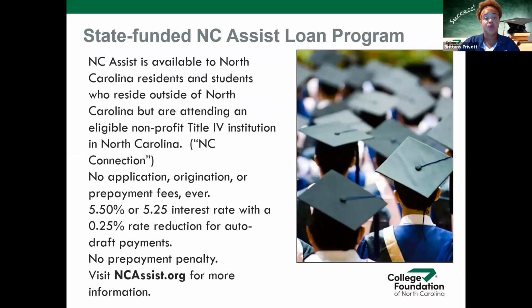North Carolina has our own state-funded NC Assist loan program, and it is available to all North Carolina residents and students who reside outside of North Carolina but are attending an eligible nonprofit Title IV institution in North Carolina. There's no application, origination, or prepayment fees ever. Typically, the interest rates are 5.5% or 5.25% with a 0.25 rate reduction if you have auto draft payments. There's no penalty to prepay this loan. To find out more information about the NC Assist loan program, you can visit ncassist.org.